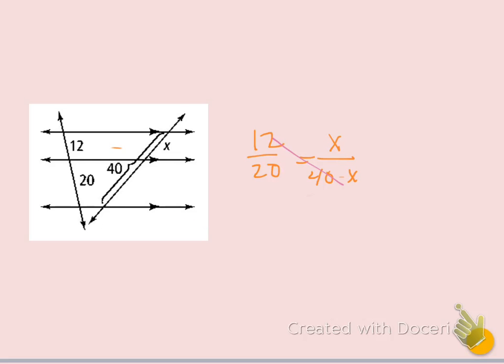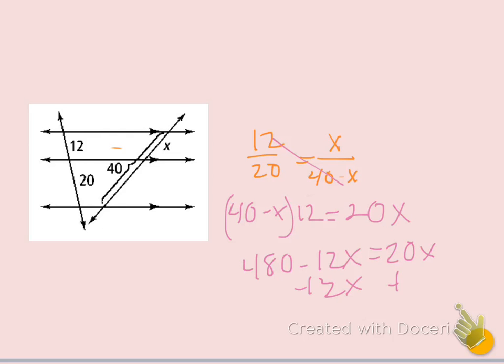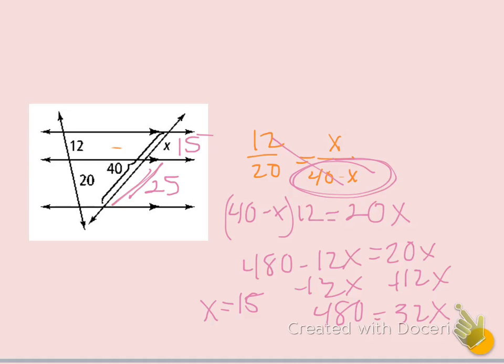So we're going to cross multiply. So 40 minus x times 12 equals 20x. So 12 times 40 is 480 minus 12x equals 20x. Plus 12x on both sides, 480 equals 32x. So x equals 15. So if this is 15, if I wanted to find this length, I would take 40 minus 15, and that would be 25. So you could plug it back in and check it if you really wanted to. But this one you have to be careful because you have to do the 40 minus x because you don't technically know what this length is here.